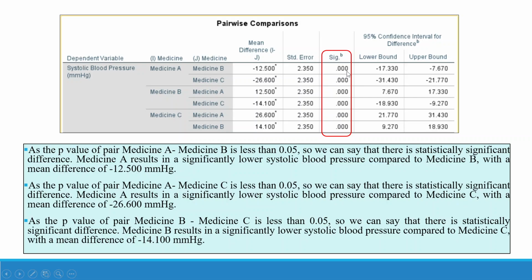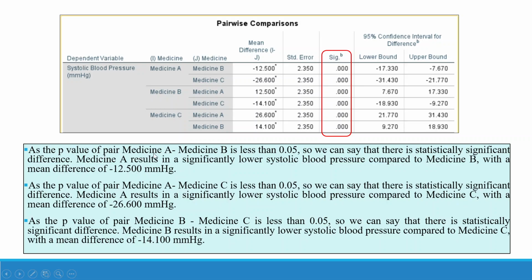Moreover, the p-value is less than 0.05. It means that the difference is significant. So A compared with B, the difference is minus 12.5, significant. A compared with C, difference is minus 26.6, significant. Now A compared with B and B compared with A, the difference is only of negative sign and positive sign, otherwise the p-value remains the same. So there is no point in comparing the things again and again. So A with B, A with C and B with C. Now let's write the interpretation.